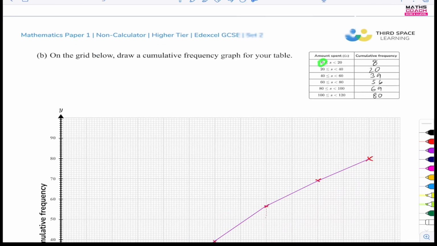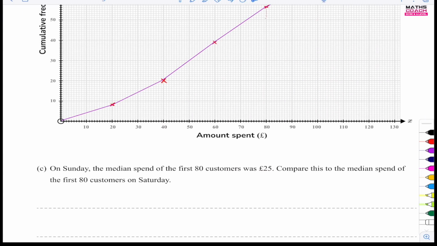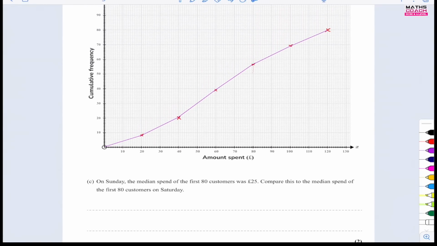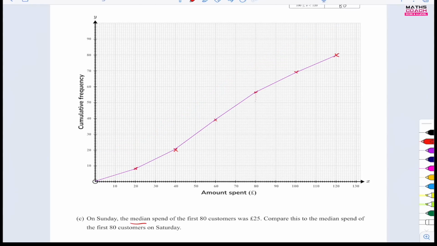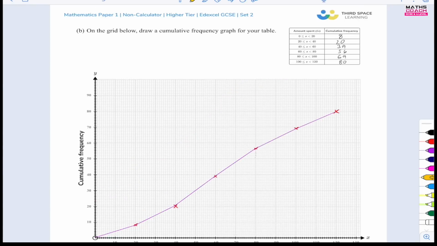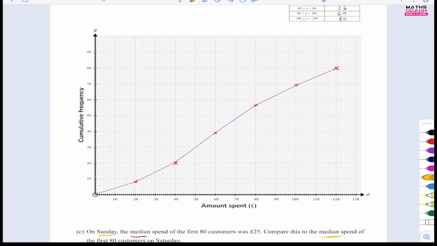Now, what do we do after this? It says on Sunday, and there's always a part after this, so do pay attention. On Sunday, the median spend of the first 80 customers was £25. So what's the median? The median is halfway. Half of the total number of customers. It's out of 80, so halfway is going to be at 40, okay? It says the median spend was £25 on a Sunday. Compare this to the median spend of the first 80 customers on a Saturday. So this cumulative frequency that you've done is for the customers on a Saturday. So this represents Saturday.